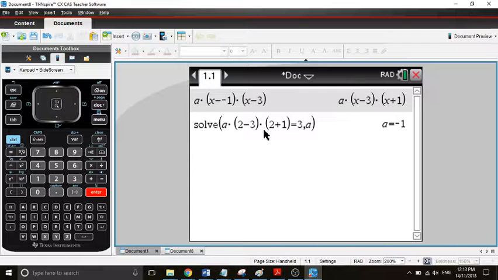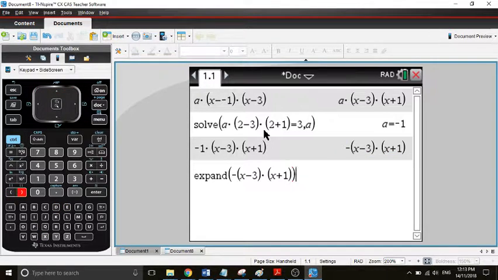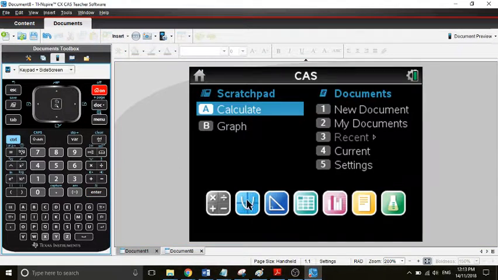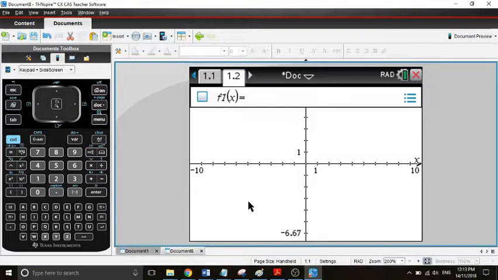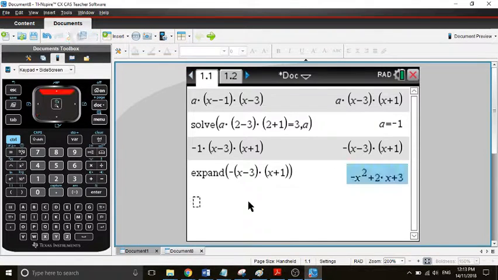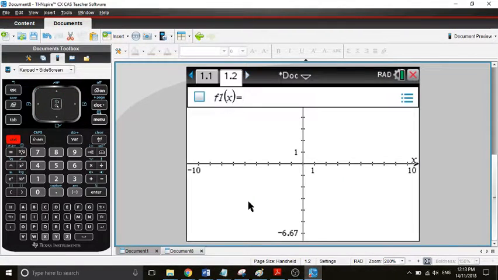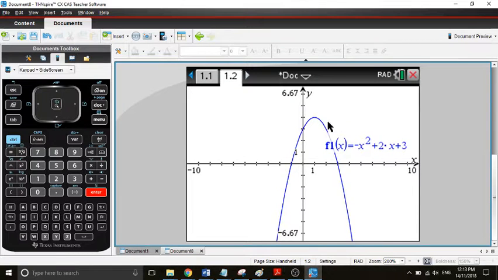So based on that, I'm going to take this and say -1 times all of that, and then I'm going to expand, because we may want it in general form. And there it is there. And then to check it, we'll go to CAS, make a new page, go back to this other one, copy this, paste it in, and there it is.